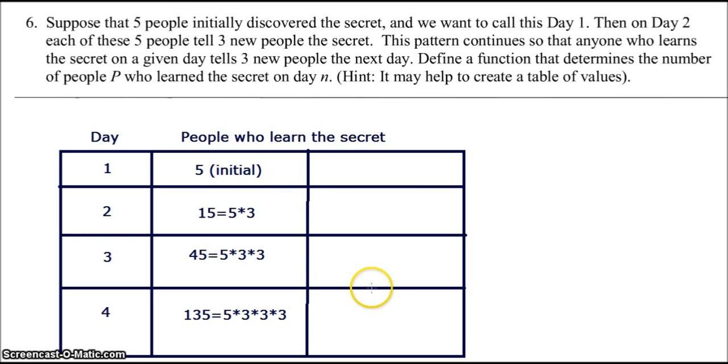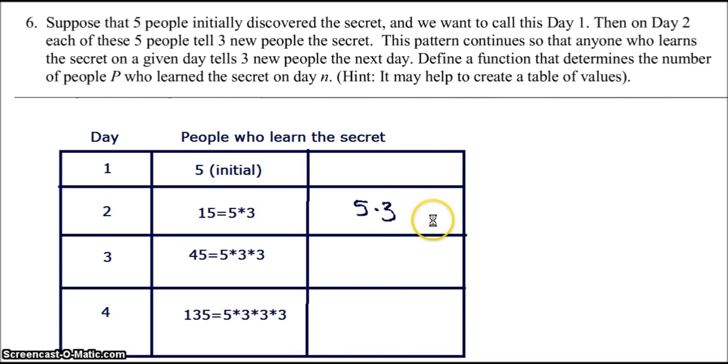Now in the previous problem, the exponent was the day, but take a look here. Here we have 1 factor of 3, but the day is 2. Then on day 3 we have 2 factors of 3, and on day 4 we have 3 factors of 3. Instead of having 5 times 3 to the n, notice that we're actually 1 behind. Here on the 2nd day there's only 1 factor of 3. On the 3rd day there's only 2 factors of 3. On the 4th day there's only 3. So we have to take away 1.